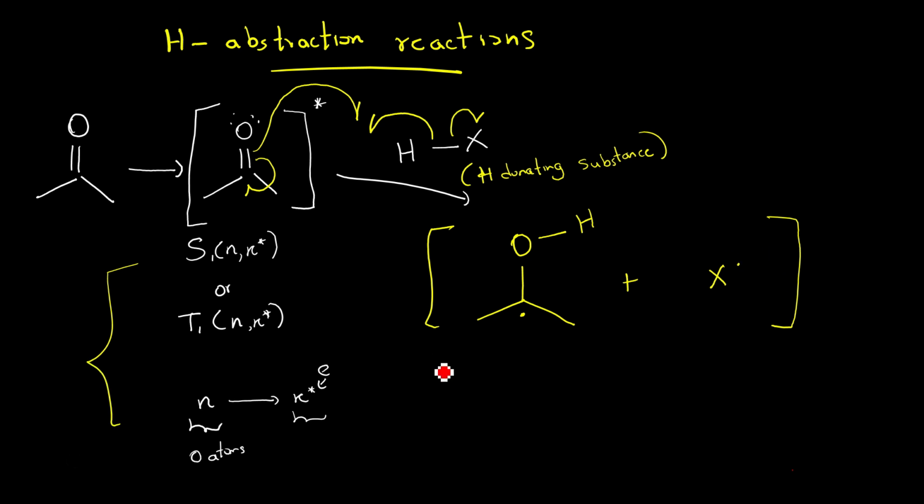Another small thing you need to know about: I have told you that this radical mechanism happens through either S1, the singlet excited state, or the triplet excited state. Now my question is, why the triplet excited state? Why does the triplet transition show more efficiency or more feasibility?